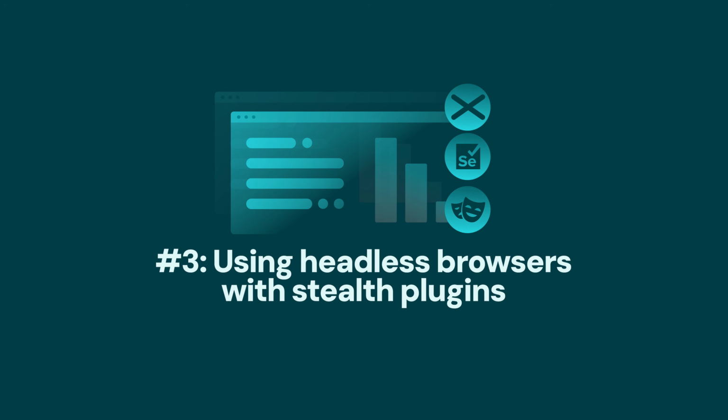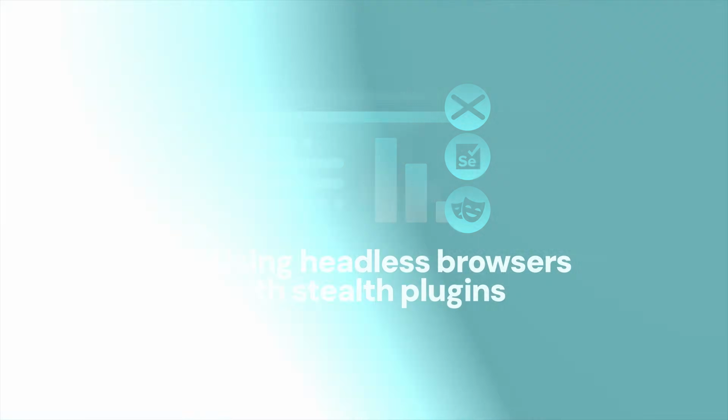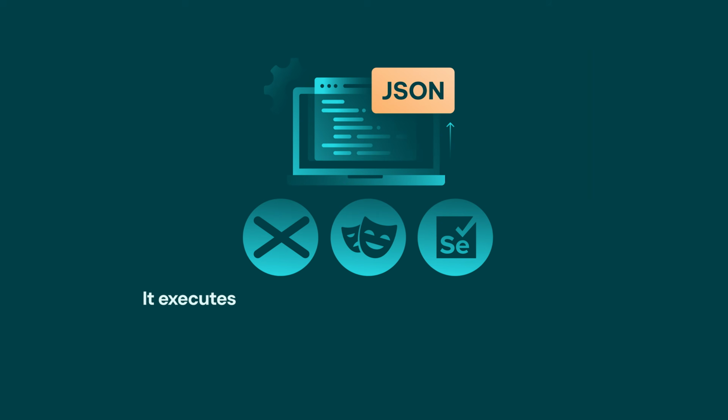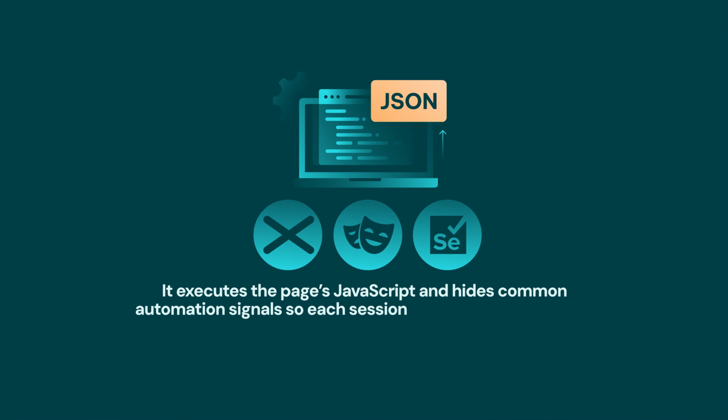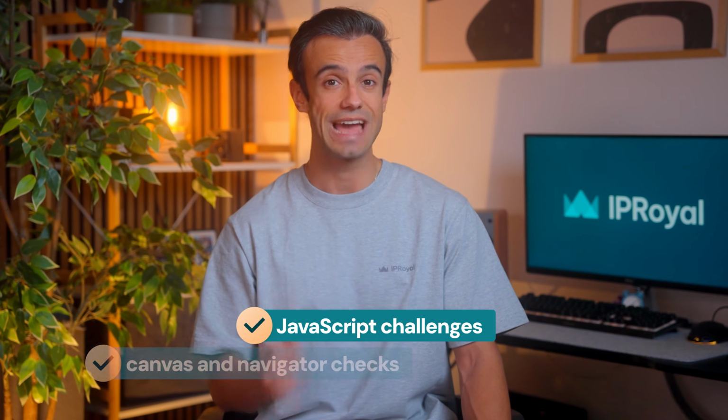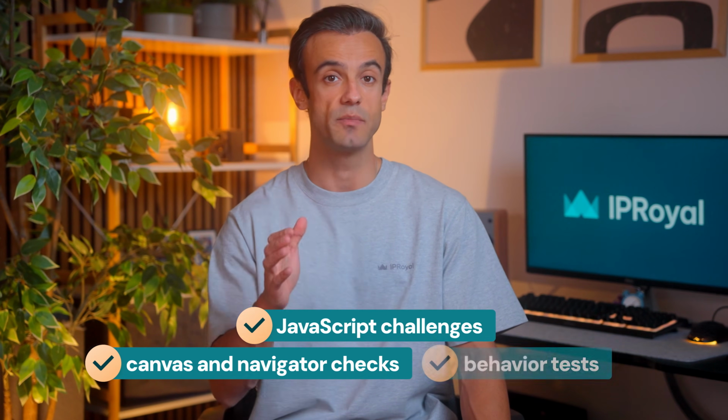Number 3. Using headless browsers with stealth plugins. A headless browser with a stealth plugin like Puppeteer or Playwright, or an optimized Selenium setup, is one of the most reliable ways to bypass Cloudflare protection. It executes the page JavaScript and hides common automation signals, so each session looks like a real browser. This helps bypass JavaScript challenges, canvas and navigator checks, and behavior tests.